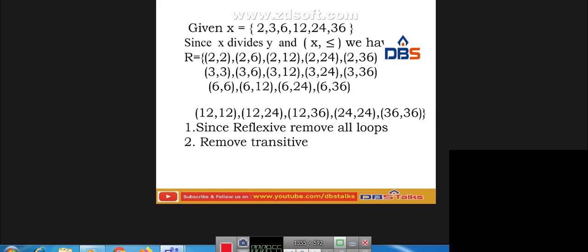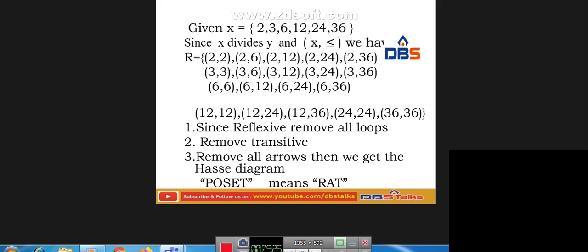See, since reflexive, remove all the loops. So reflexive pairs (2,2), (3,3), (6,6), (12,12), (24,24), (36,36) will be removed. Then remove the transitives, like (2,6), (2,2)... then remove the (2,6). Likewise, we have to remove all the loops. (2,2) removed and (2,6) will be available. (3,3) removed, (3,6) available. Okay, and remove all the arrows, then we get the Hasse diagram.